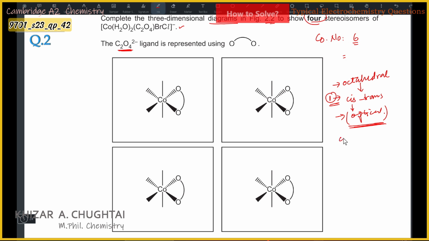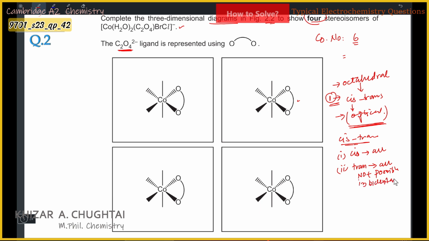Now, how to draw the cis-trans isomer first? Number one, I'm going to check if there is a possibility of all cis isomers, I mean all cis with respect to all ligands. And the second one, if it is possible, trans with respect to all ligands, but that is not possible in the bidentate case, if one or more than one bidentate ligands are there. So it may not be possible in these four options.